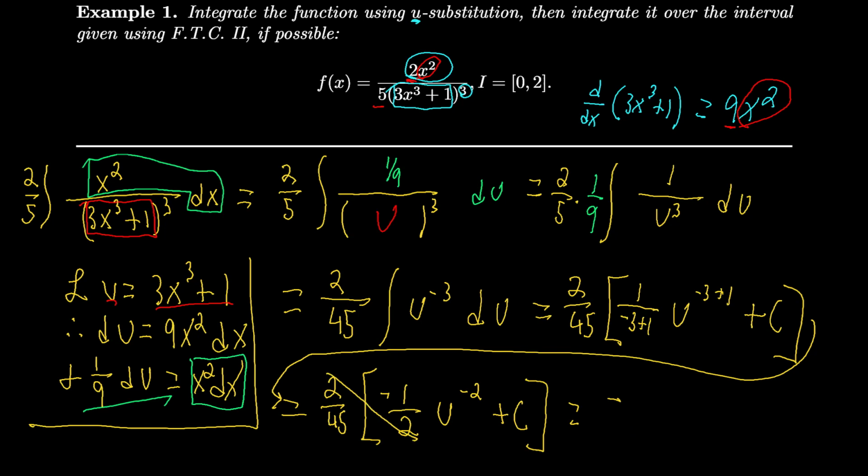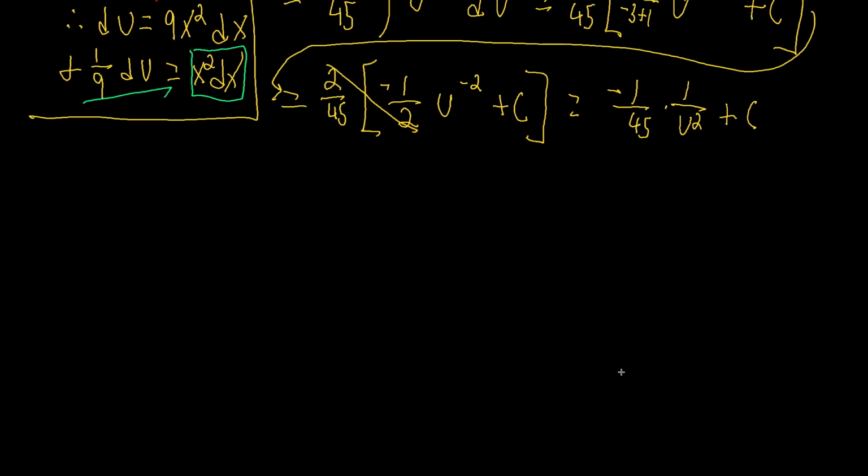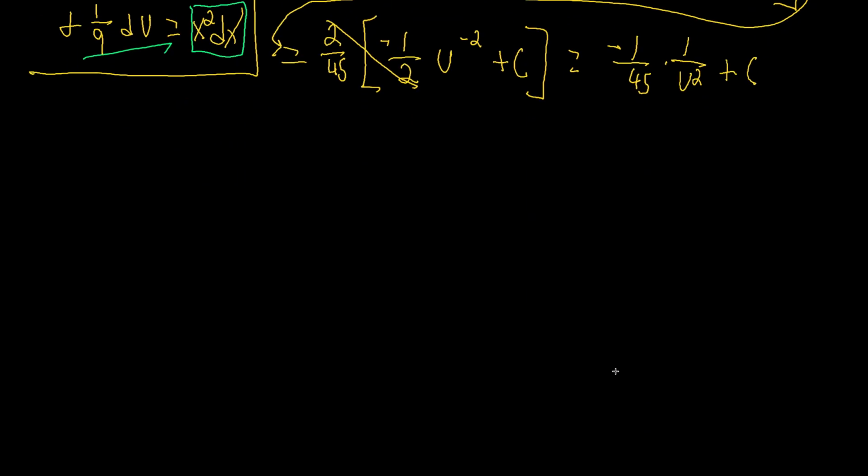So there's a 2 on top, 2 on the bottom. So this is -1 over 45 times u to the -2nd. Or if you prefer, instead of writing u to the -2nd, write 1 over u squared, plus c. I'm just going to scroll down here, and we're going to finish this problem up. We'll come all the way back over here and finish this up. So this is -1 times 1 is -1 over 45u squared.